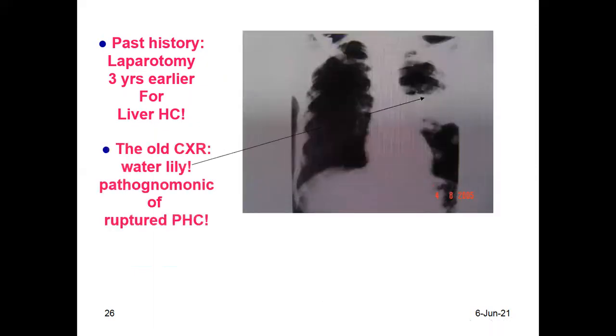The old X-ray of the chest showed a water lily sign. The water lily sign is pathognomonic of ruptured pulmonary hydatid cyst. So the differential diagnosis was either ruptured pulmonary hydatid cyst or pulmonary tuberculosis. Fiberoptic bronchoscopy revealed a visible laminated membrane in a segmental bronchus of the left upper lobe proper.